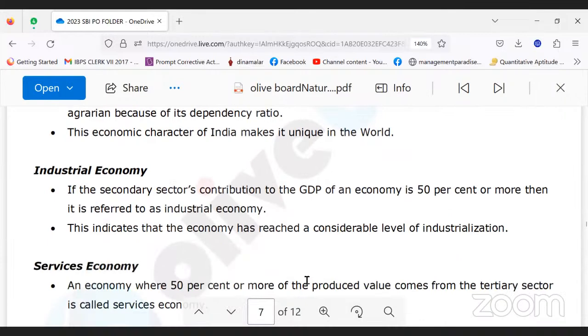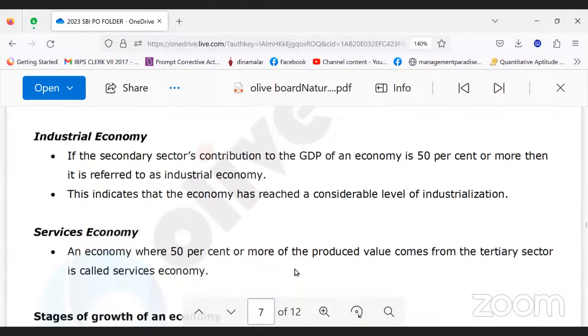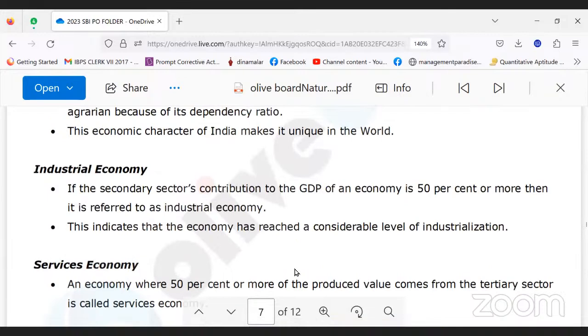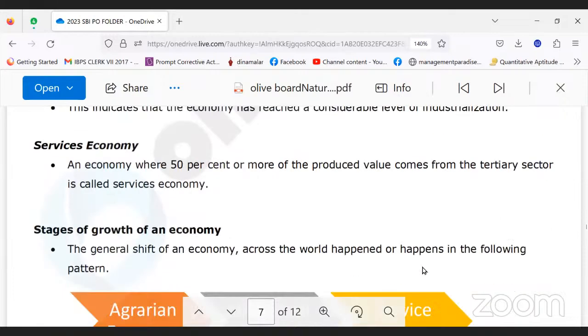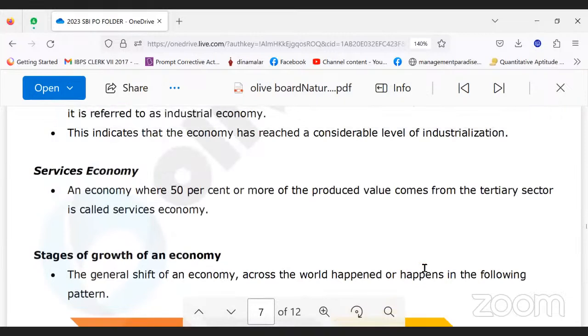Industrial economy: if the secondary sector's contribution to the GDP of an economy is 50% or more, it is referred to as an industrial economy. This indicates that the economy has reached a considerable level of industrialization. Services economy: an economy where 50% or more of the produced value comes from the tertiary sector is called a services economy.